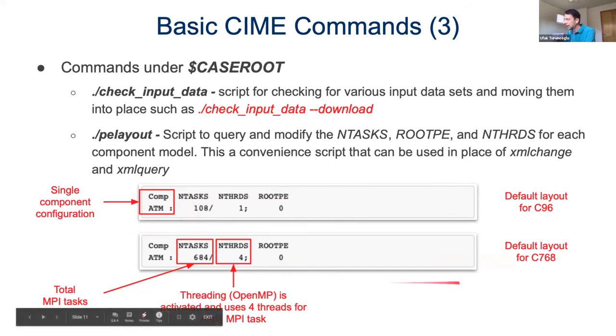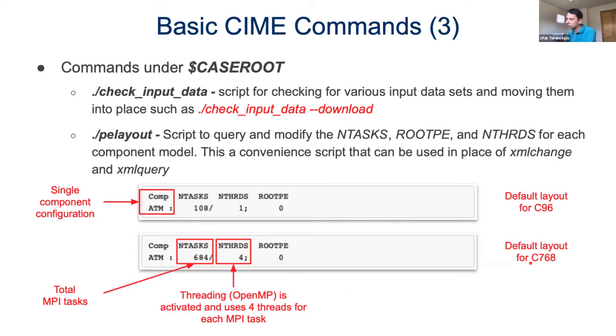But if you look at the highest resolution, by default, the threading is activated. So you are using four threads for each MPI process. And the number of tasks is 684 at this point. So you have more tasks, plus the threading is activated, because this is the default configuration for the higher resolution that could be used to run the model. But of course you can change those numbers, and I will show how.